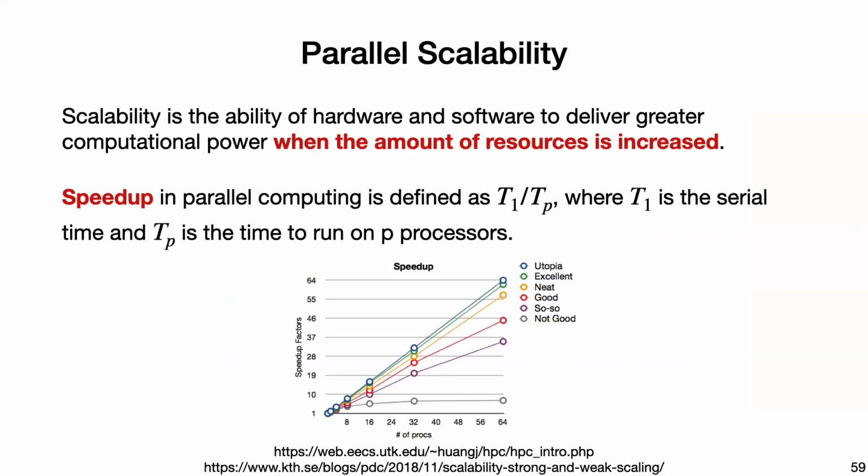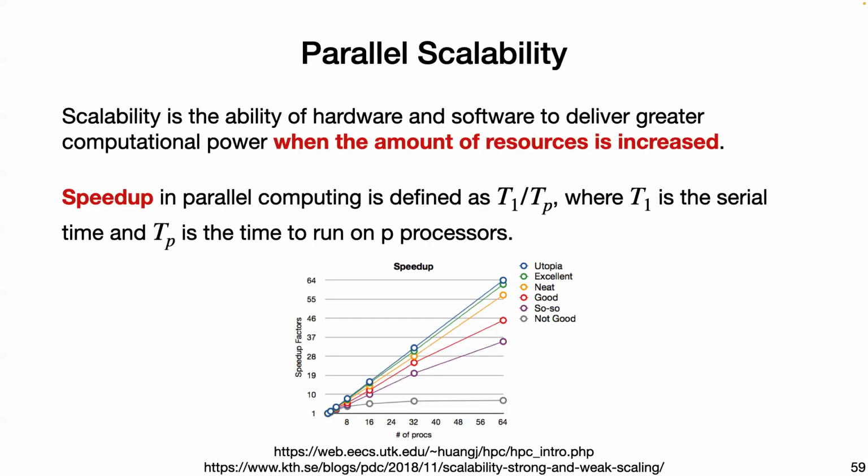Okay, good. So now I'm done with talking about OpenMP syntax, and I want to talk a little bit about how you measure parallel programs. The main thing that we're interested in when doing parallel programming is scalability. Scalability is the ability of your hardware or your software to deliver greater power when you get more resources. In parallel computing, we define speedup as T1 over TP, where T1 is the serial time that you ran on one core or one processor, and TP is the time to run on P processors.